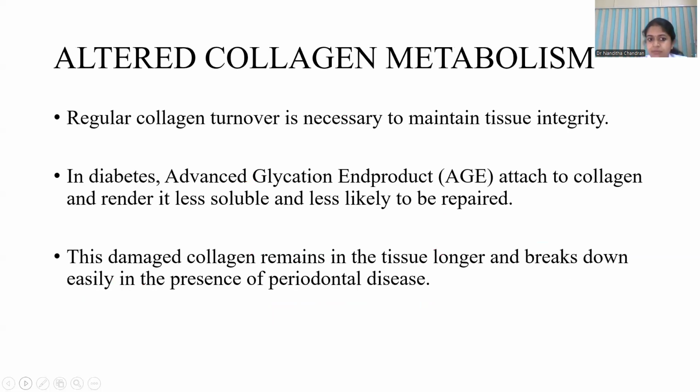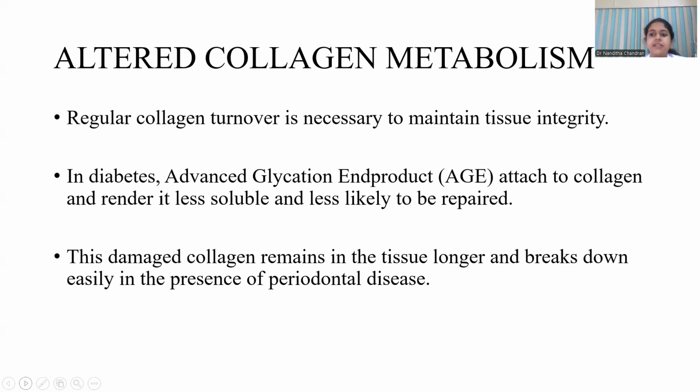Next, collagen metabolism. We all know that collagen is a basic protein which is present in the periodontium: the gingiva, the PDL, the cementum, and the bone. So collagen turnover is very important for maintaining the integrity of these tissues. You all know that in diabetic patients you have formation of something called AGE. What is AGE? Advanced glycation end products. These AGEs bind with the collagen, and it makes it less soluble and less likely to be repaired.